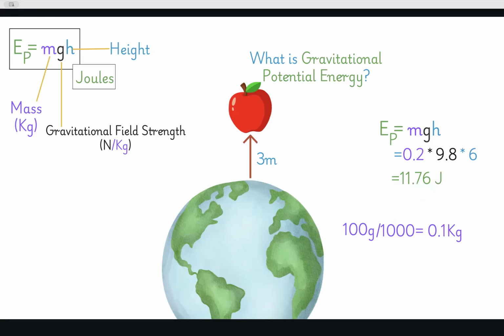Here we've also made sure to convert 200 grams to kilograms. So we've done 0.2 times 9.8 times 6.